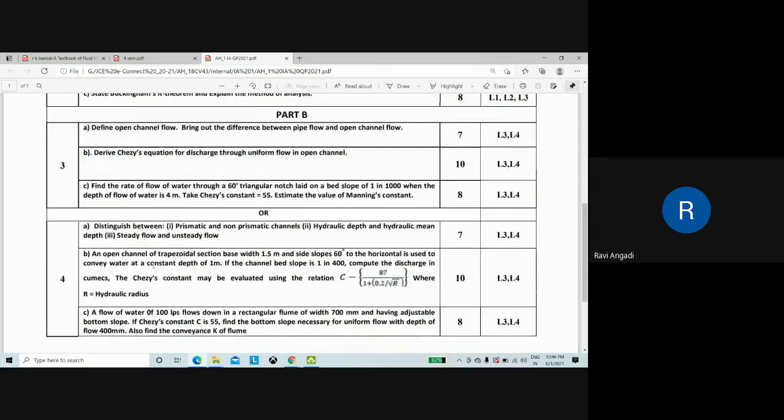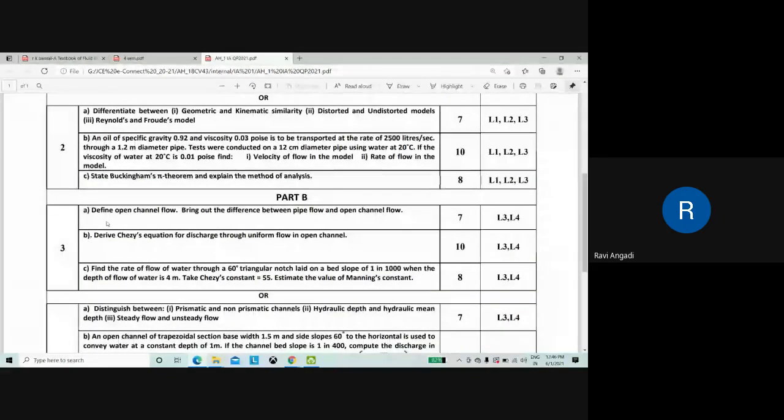Then in part B, I asked the difference between open channel flow and pipe flow, and the definition of open channel flow. When writing the differences between pipe flow and open channel flow, first draw the diagram of the open channel as well as the pipe. Then give the HGL and EGL, and the force which is predominant in the pipe and in the channel. Many of you have written this anyway.